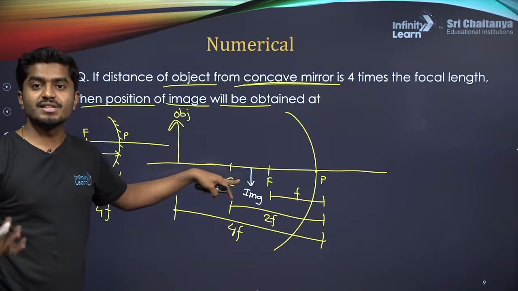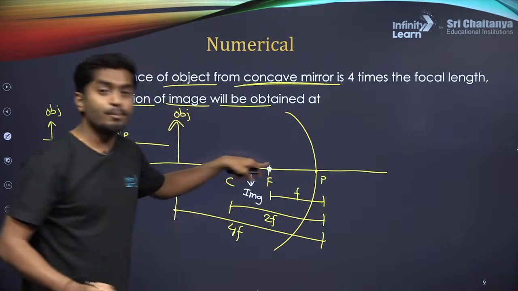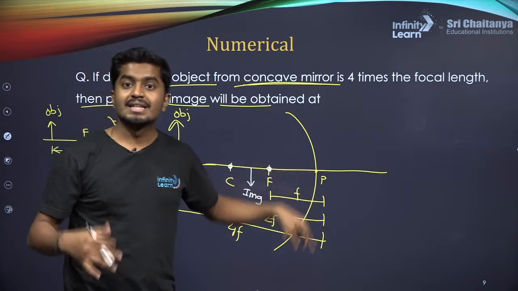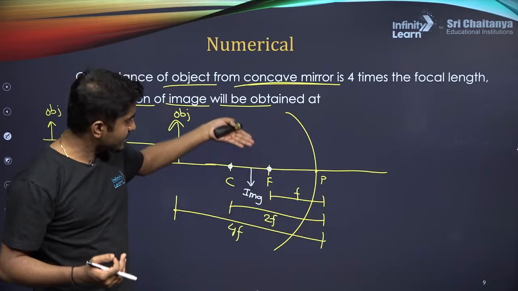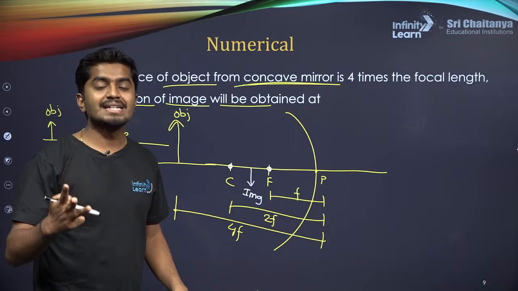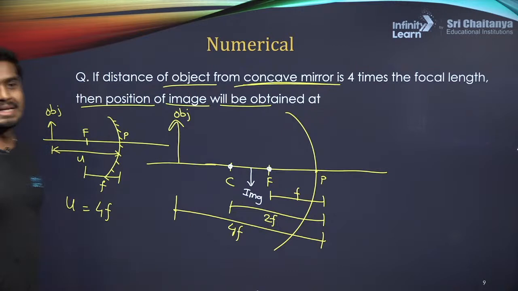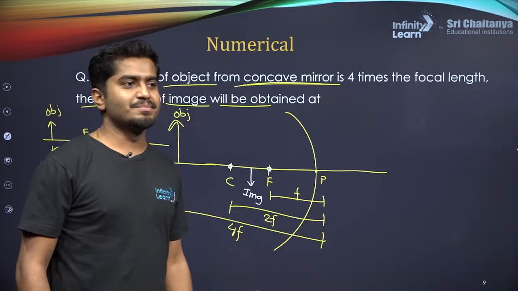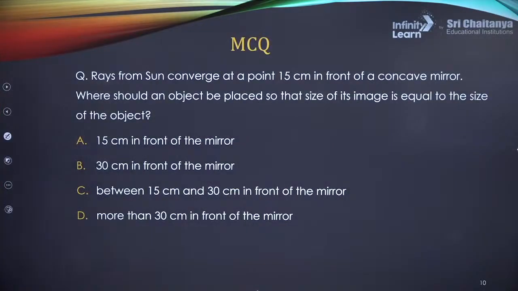So what are the properties of this image? It is forming between C and F. That is the position of the image. Image is formed between C and F. It is a real image. It is an inverted image. Can you see? There is a vertical inversion. Real, inverted and diminished image. These are the properties of the image. Clear? Easy question? You are right. Awesome. Great. Solve this question.